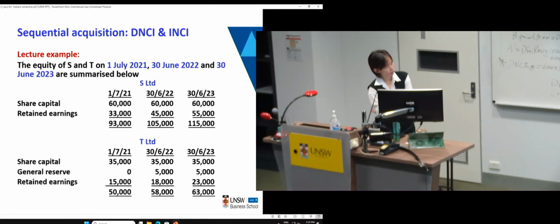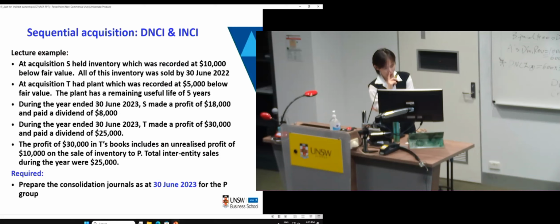Other information you need to pay attention to: on the acquisition day, there is an asset held by Us Limited, the inventory, recorded at 10,000 below fair value. So we need a fair value adjustment of this item when conducting your acquisition analysis.